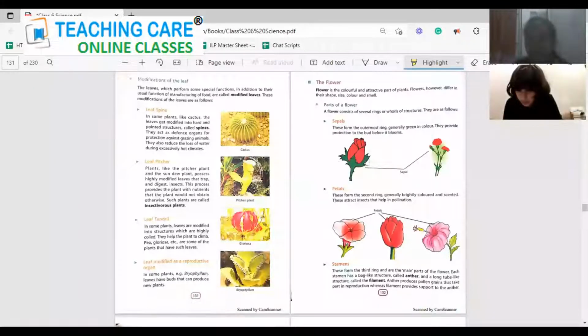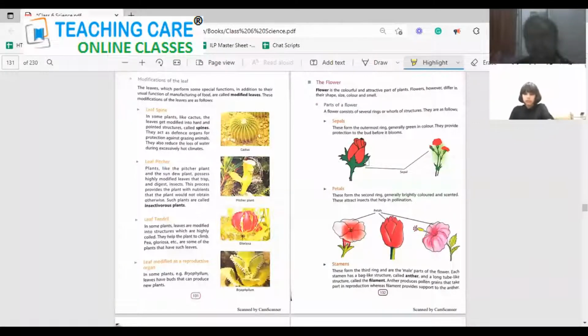It will be very tender, the petals. In order to protect that, the sepals will be closed. You understood? Yes, ma'am. Like in summer, the rose, it is like this, and the bud is inside, and when winter comes, it blossoms. Yes, very good. Now we'll see the petals.